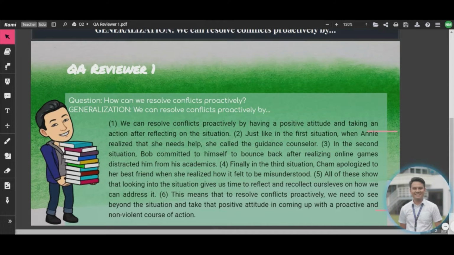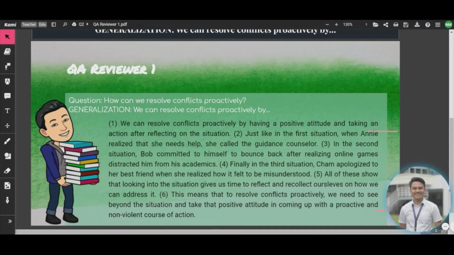Just like in the first situation, when Annie realized that she needs help, she called the guidance counselor. In the second situation, Bob committed to himself to bounce back after realizing online games distracted him from his academics. Finally, in the third situation, Cham apologized to her best friend when she realized how it felt to be misunderstood.